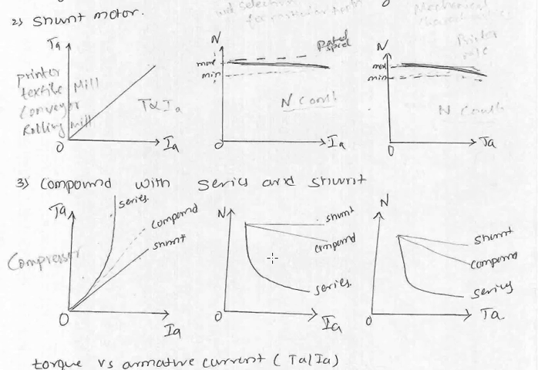Similarly, for the speed, in case of a shunt motor, the speed is almost constant. In case of a series motor, as armature current increases, the speed will reduce, and the compound motor will have a characteristic in between those two. And similarly for the speed versus the torque, here also you can see the compound motor characteristic is in between the shunt and the series motor.